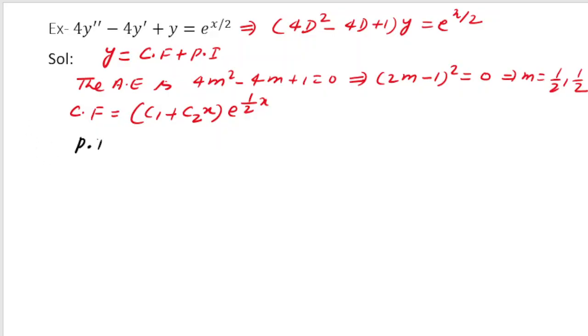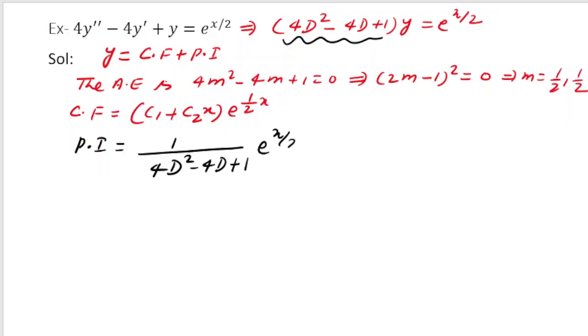Now I need to write the PI, so to write the PI we take the inverse operator of this. So what is the inverse operator of this? 1 by 4D square minus 4D plus 1 e to the power x by 2. And you can clearly see that I have got the root 1 by 2. So in place of this, if I put D is equal to 1 by 2, it will become 0. Yes or no? Did you get it or not?